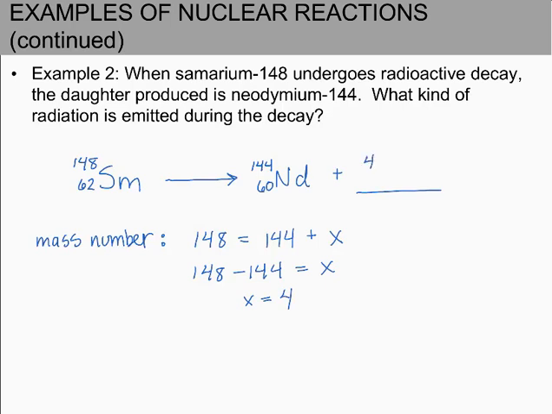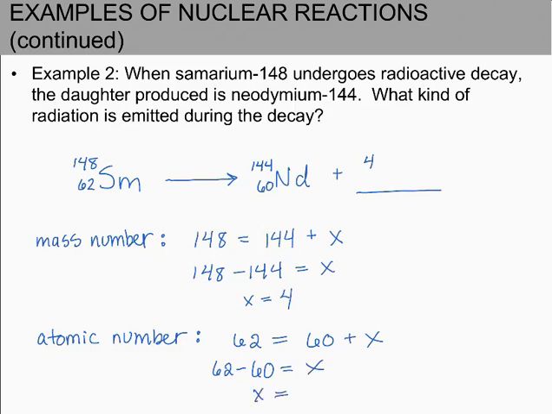All right. Now let's do the same with the atomic number. So 62 is on the left, and that should equal 60 plus our unknown atomic number. All right, so if we subtract 60 from both sides, we can see that x is equal to 2.